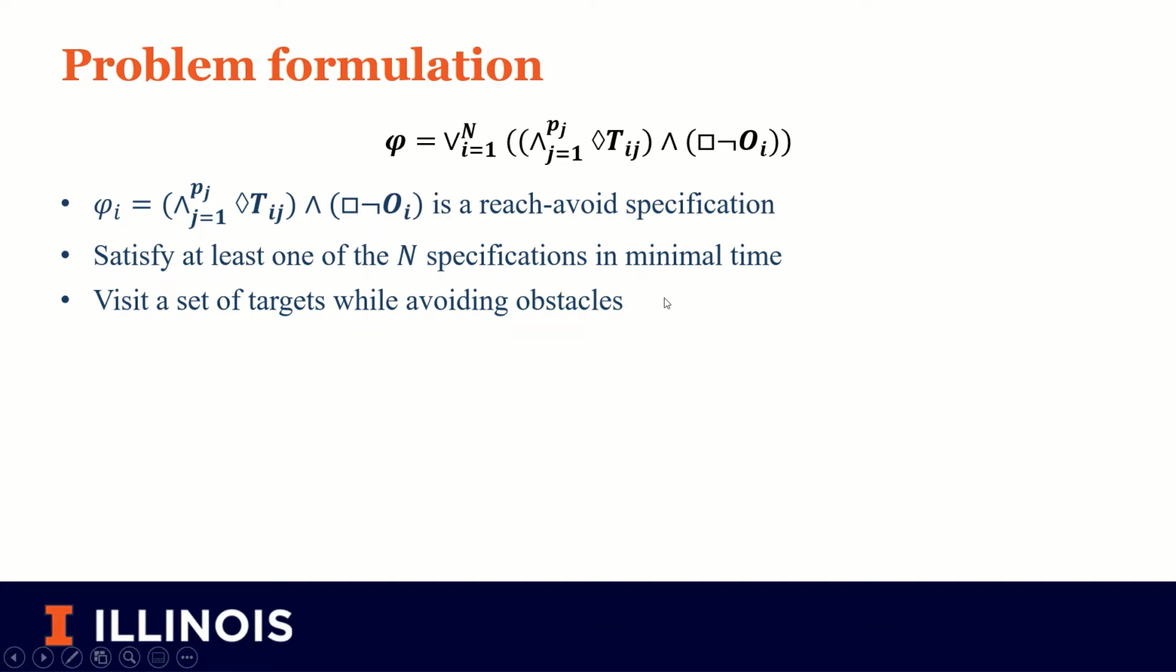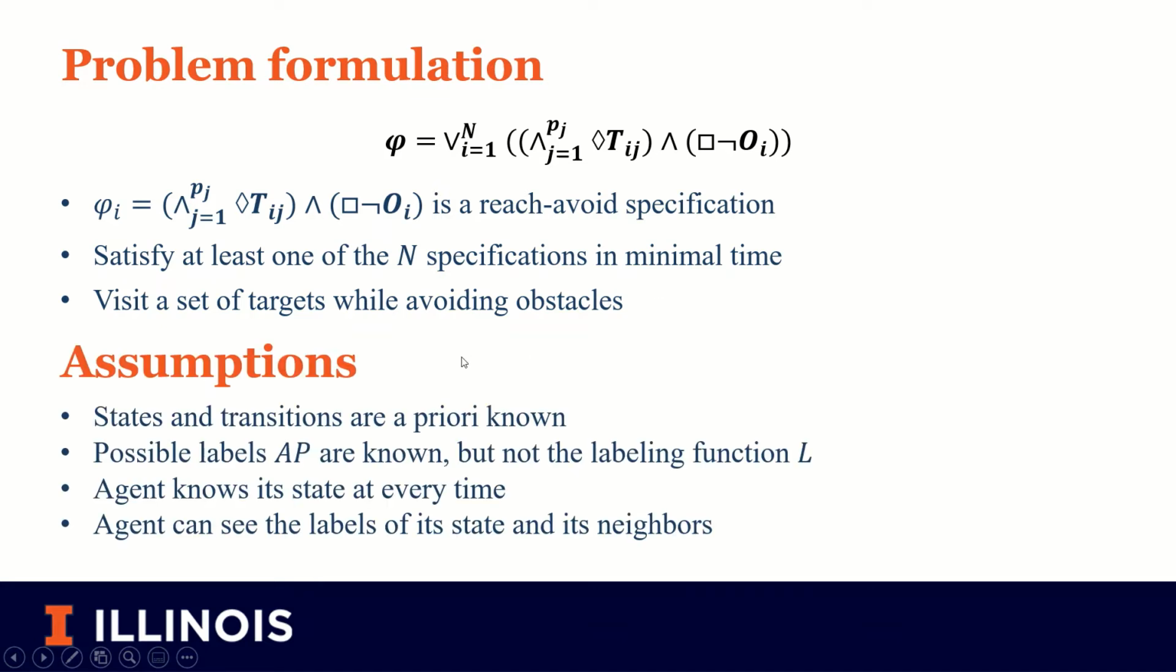You have to visit a set of target states while avoiding the obstacles. And we consider these assumptions for our problem. The states and transitions are known. The agent knows the labels but does not know the mapping from the states to the labels. The agent also knows its state and the labels of its state and its neighbors at every time t.